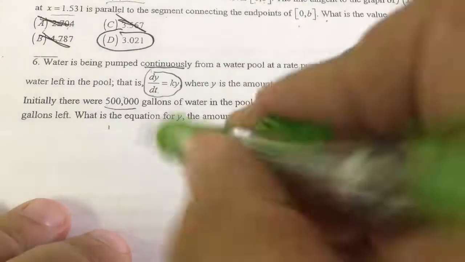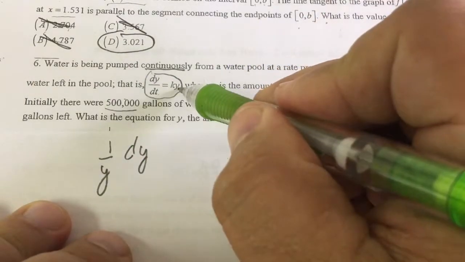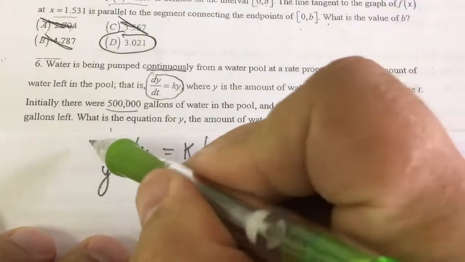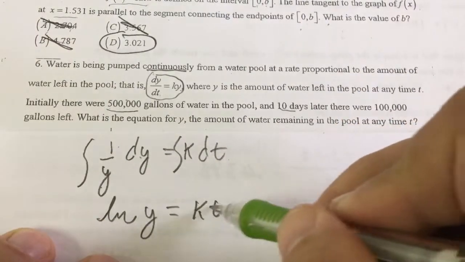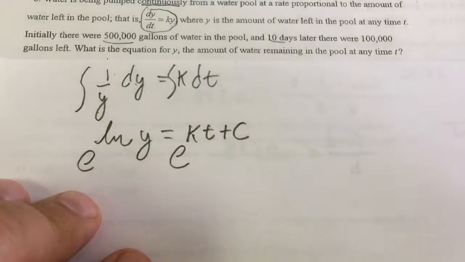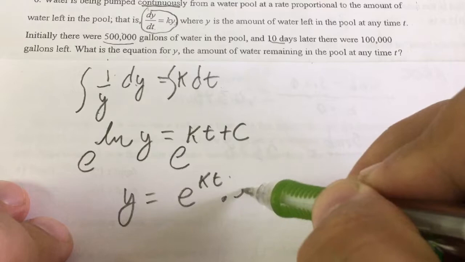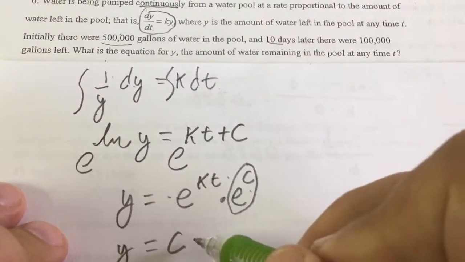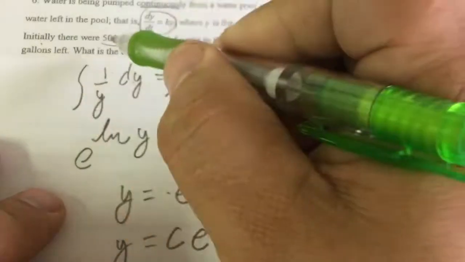So I'm going to separate the variables. I divide both sides by y, which gives me 1 over y dy, and I'm going to kick the dt over to the other side, k dt, and then I take the integral of both sides. That's going to give me ln of y equals kt plus c. I'm going to solve this for y, so I base e it, and that's going to give me y equals e to the kt plus c, but that would be the same as e to the c times e to the kt, because I add the exponents, and e to the c can be rewritten as c up front. So y equals c e to the kt.